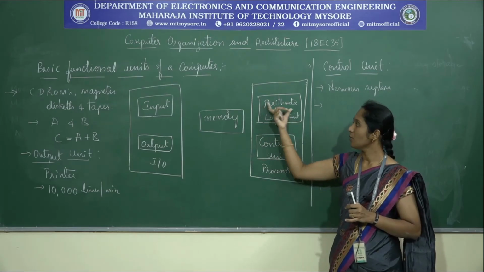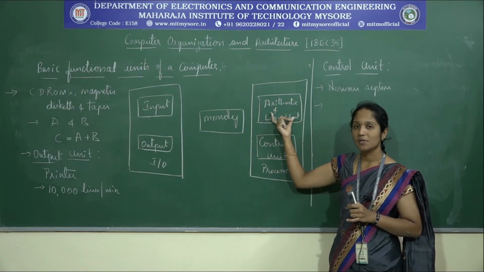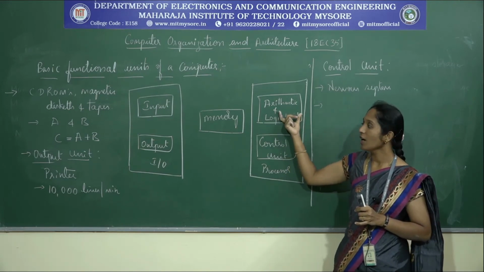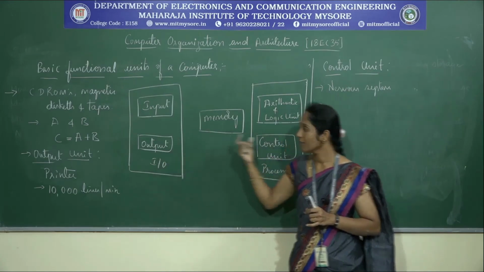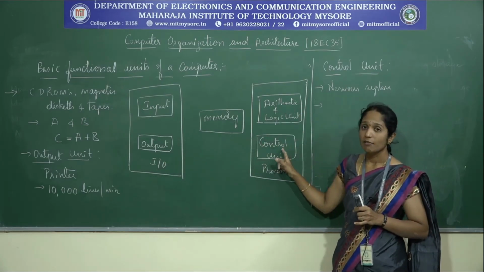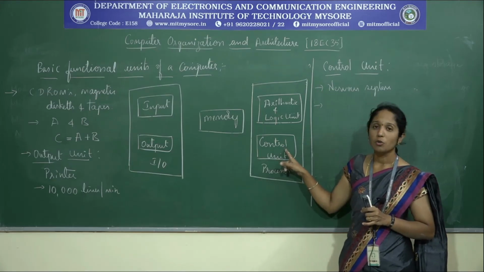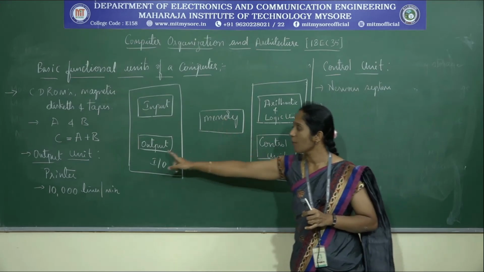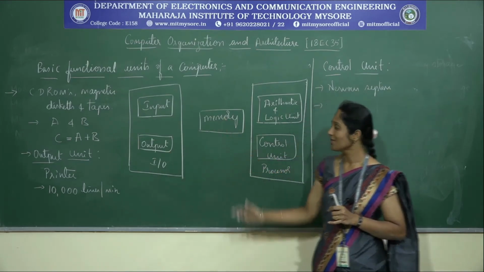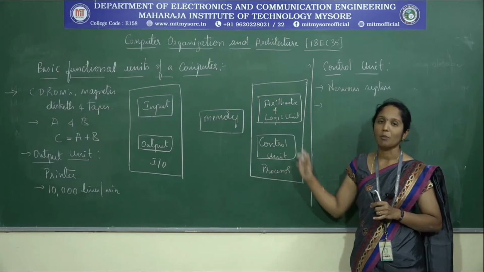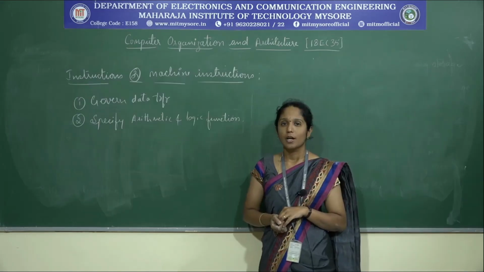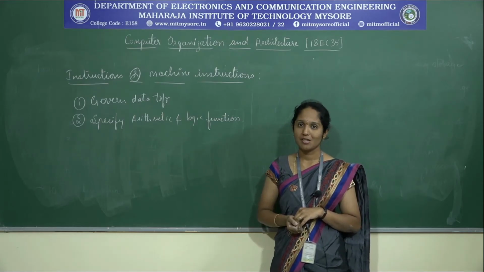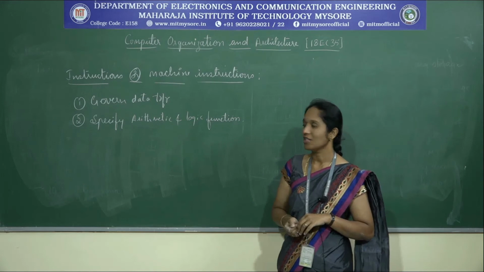Once the arithmetic and logic unit performs the required operation, the result is obtained, and that result has to be given to the output device. Before that, it will be given to memory by obtaining a control signal to write into the memory, then that will be passed to the output device. So this is how the functional units of a computer function. After understanding the basic functional units of a computer, the next concept we need to understand is instructions, or machine instructions.